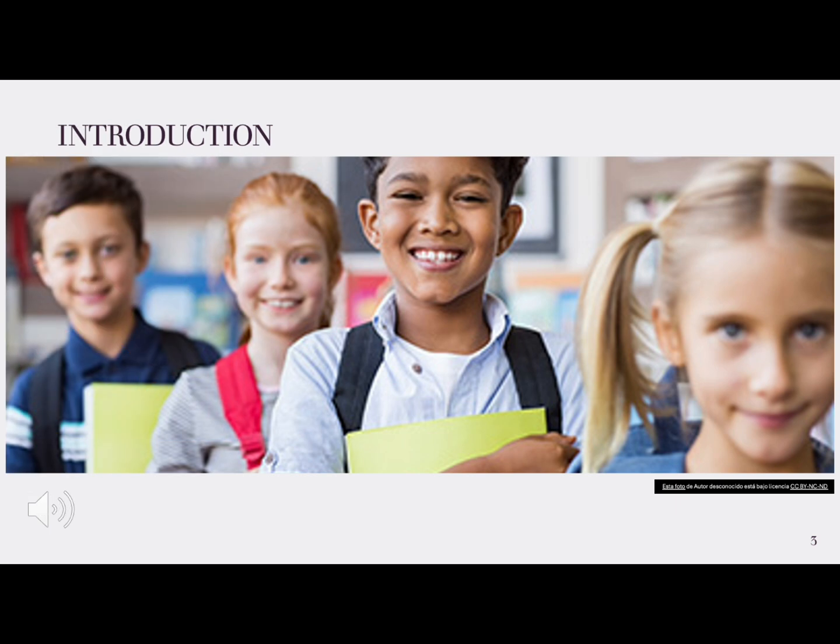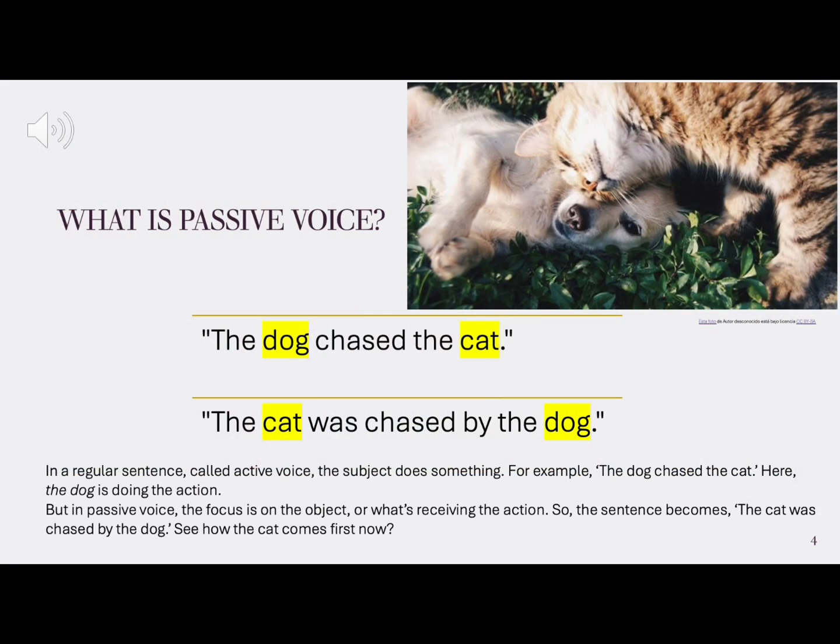But what is passive voice? We are going to learn this to understand the difference between passive and active voice. In a regular sentence called active voice, the subject does something. For example, the dog chased the cat. Here the dog is doing the action. But in passive, the focus is on the object or what's receiving the action. So the sentence becomes, the cat was chased by the dog. See how the cat comes first now?